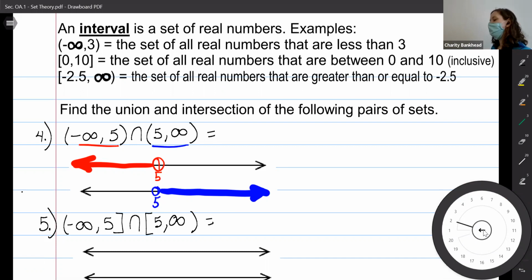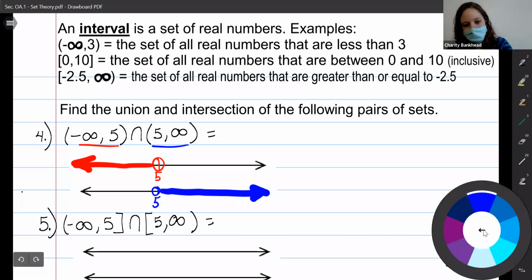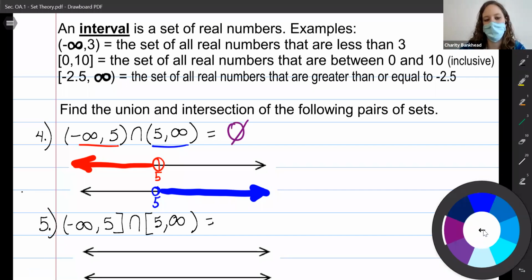Well, technically they don't overlap at all. Some people might say 5, but actually 5 is not an element of either of those sets because neither one of them actually includes 5. That's what the parentheses are telling us. So the intersection of those two sets is the empty set. They have no elements in common. They have no overlap.